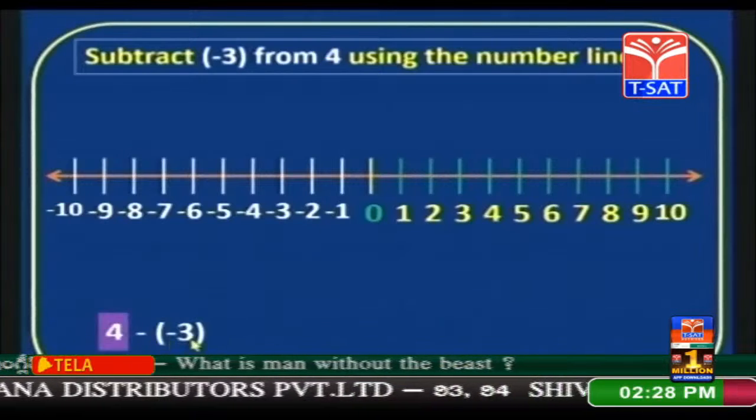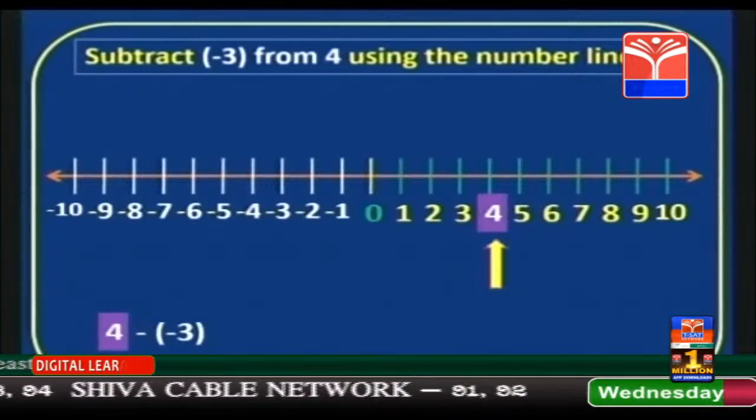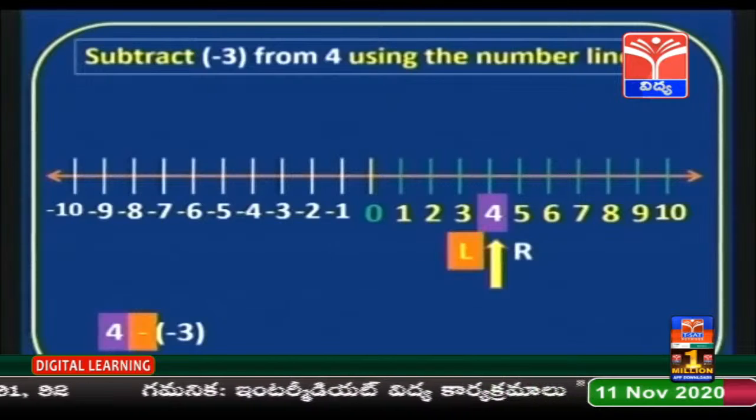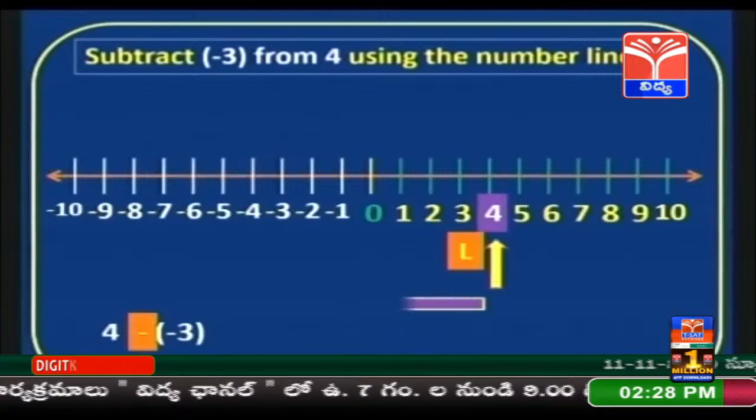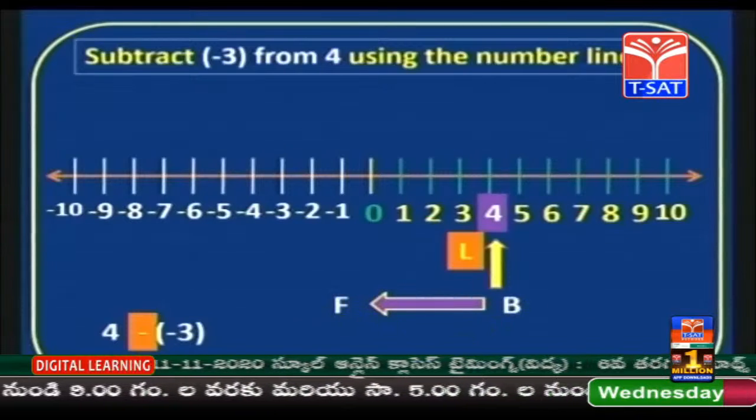4 minus of minus 3. The first integer is 4. So you have to go to 4. This is the arrow mark, left side, right side. As the sign between the numbers is minus, you have to select the left side. So you have to turn left. For this direction, this is forward and this is backward.